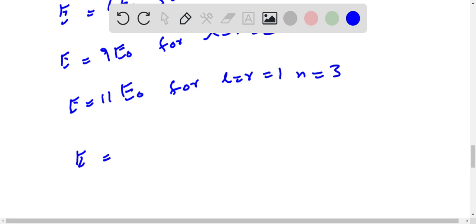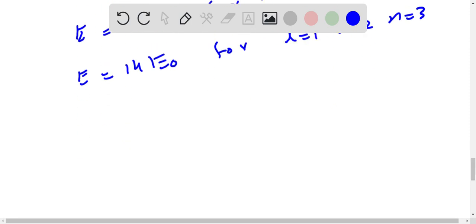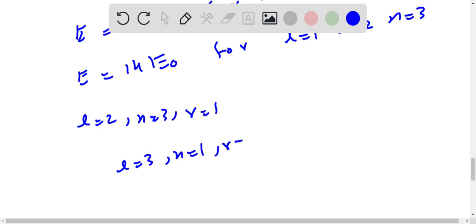And the next energy level is 12 E naught for l is equal to r is equal to n is equal to 2, right? And E is equal to 14 times E naught for l is equal to 1, r is equal to 2, n is equal to 3, right? And this is a six-fold degenerate state, right? So l is equal to 2, n is equal to 3, r is equal to 1, and l is equal to 3, n is equal to 1, and r is equal to 2, and l is equal to 3, n is equal to 2, and r is equal to 1. So which is a six-fold degenerate state, right?